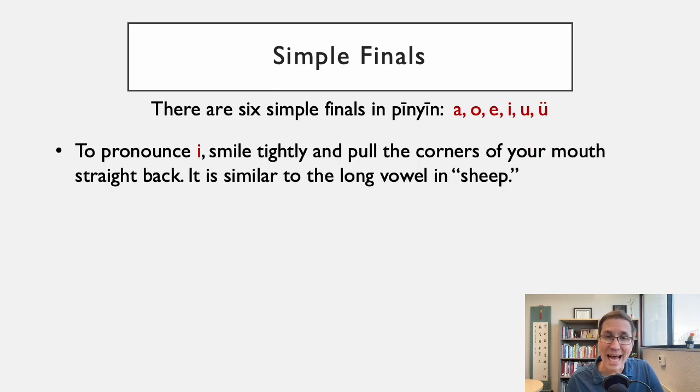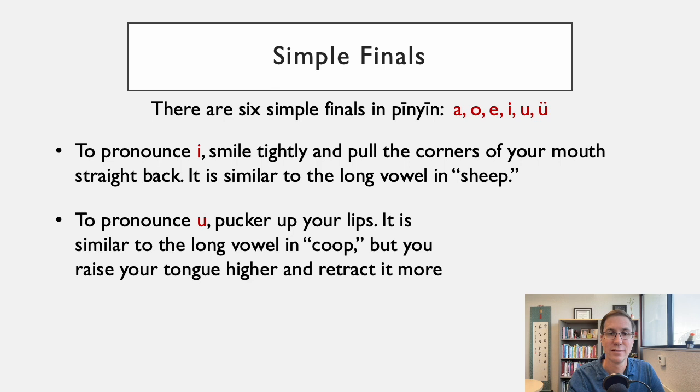To pronounce the I, smile tightly and pull the corners of your mouth straight back. It's similar to the long vowel in sheep. 跟我说 yi. To pronounce the U, you need to pucker up your lips. It's similar to the long vowel in coop, but you raise your tongue higher and retract it a bit more.